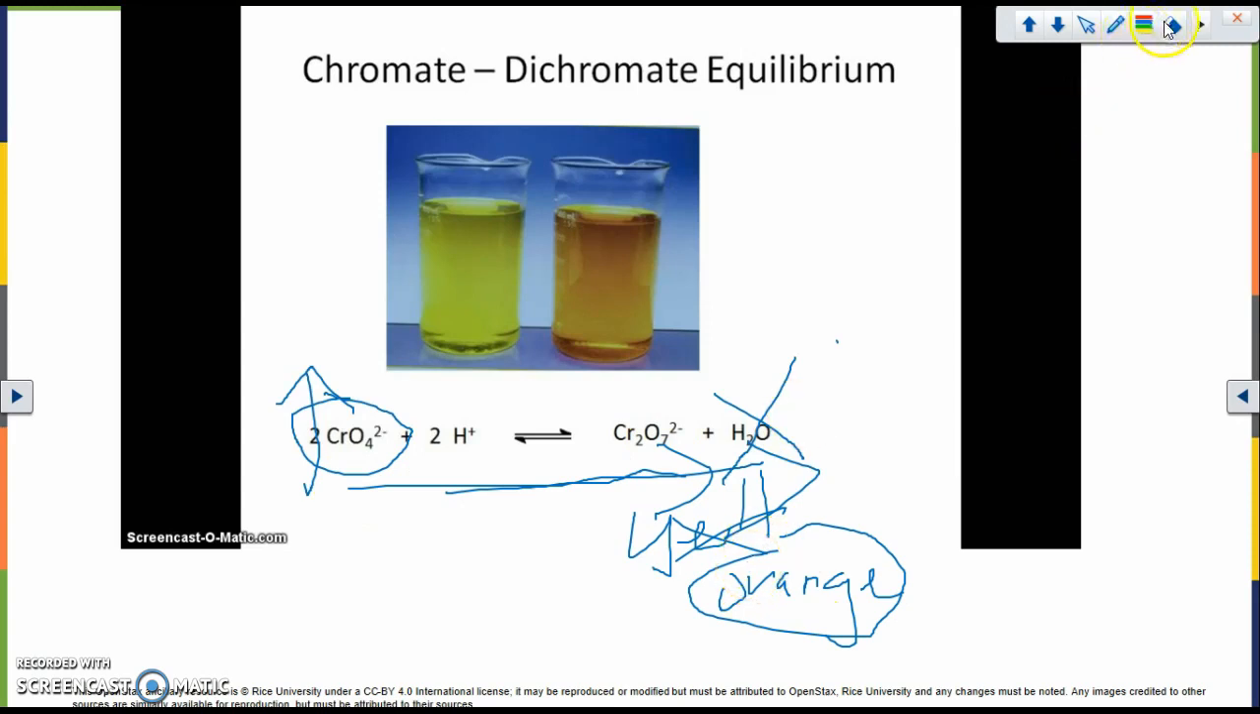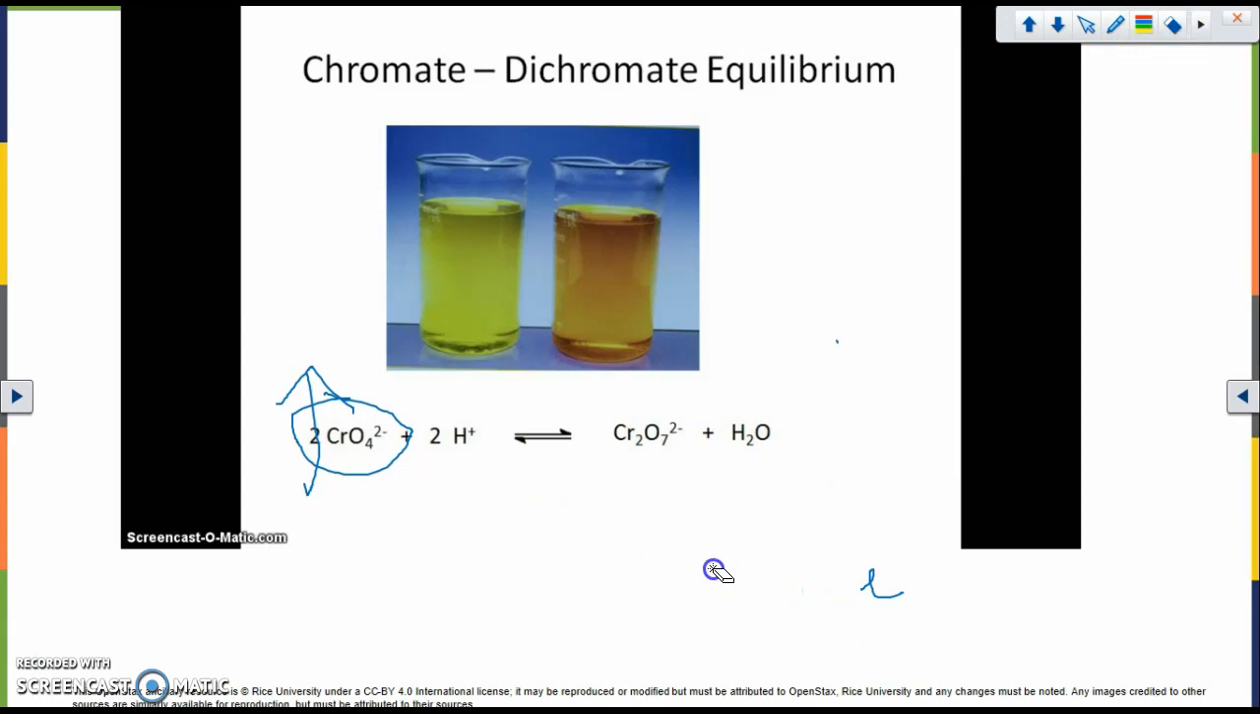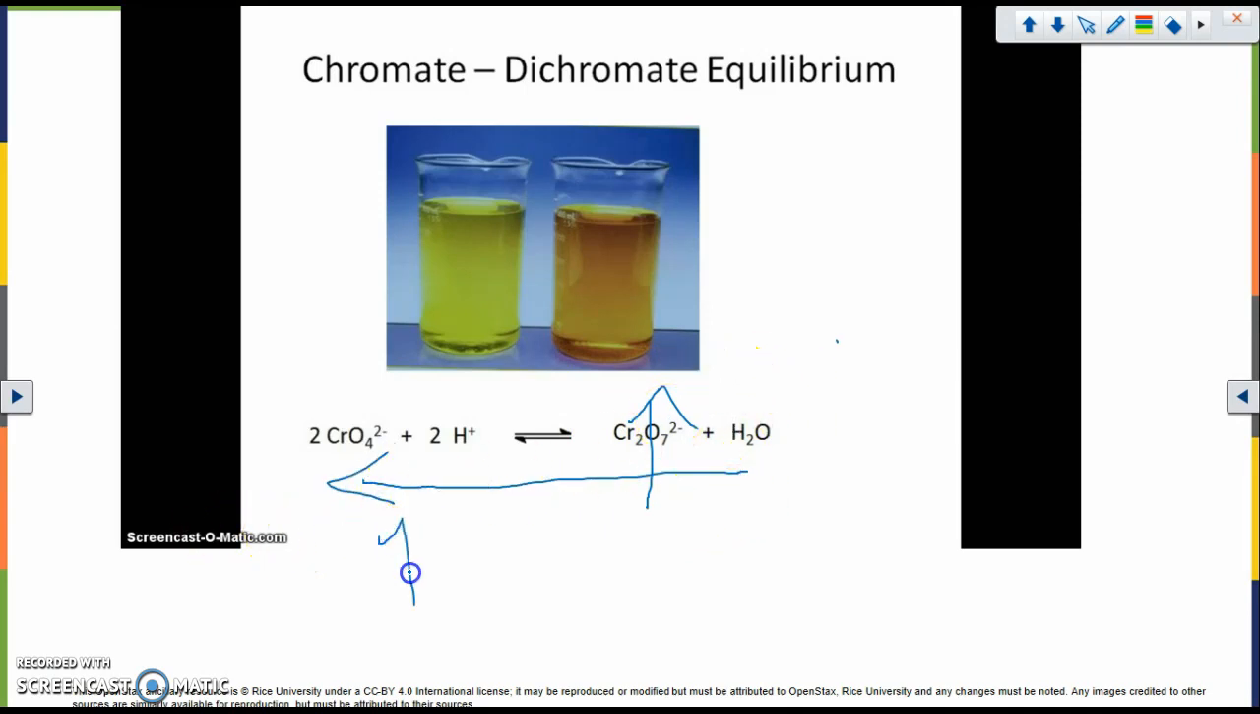Now what happens, folks, if I add the dichromate? This is chromate, this is the dichromate. So I'm going to increase the amount of dichromate in this case. Well, again, it's going to shift to the opposite side. So obviously, it's going to turn from orange to yellow. Okay? So that is actually Le Chatelier's principle in a nutshell.